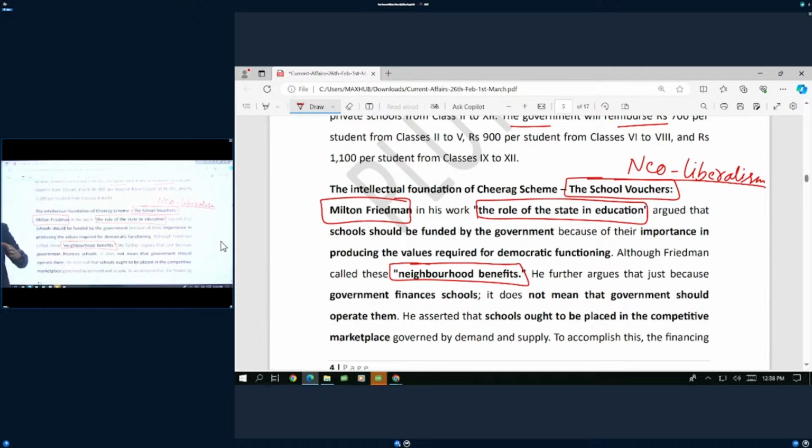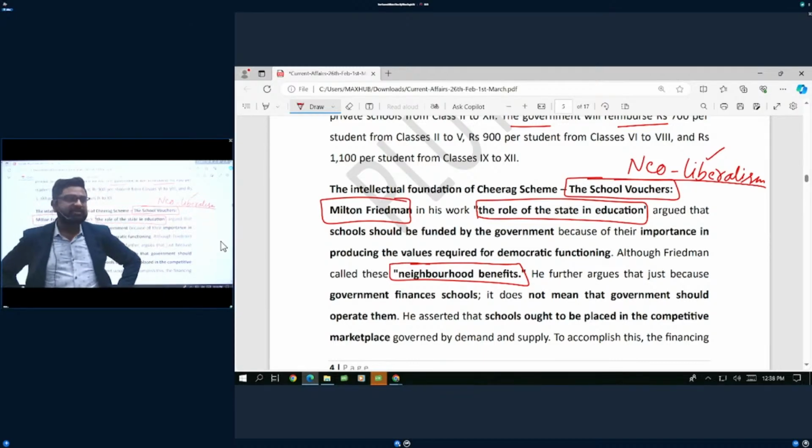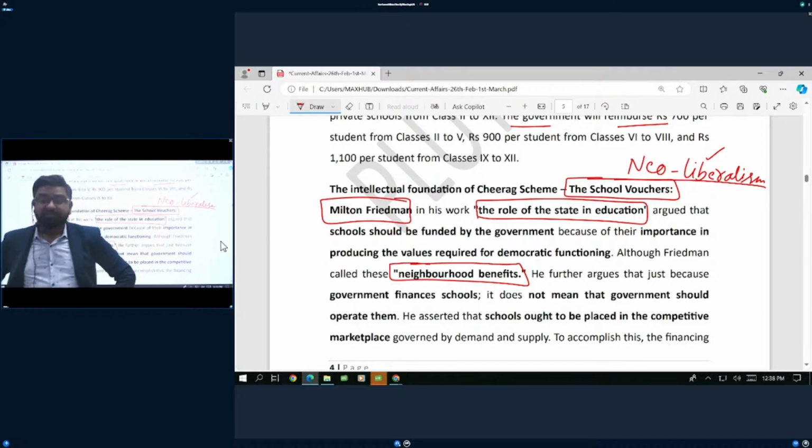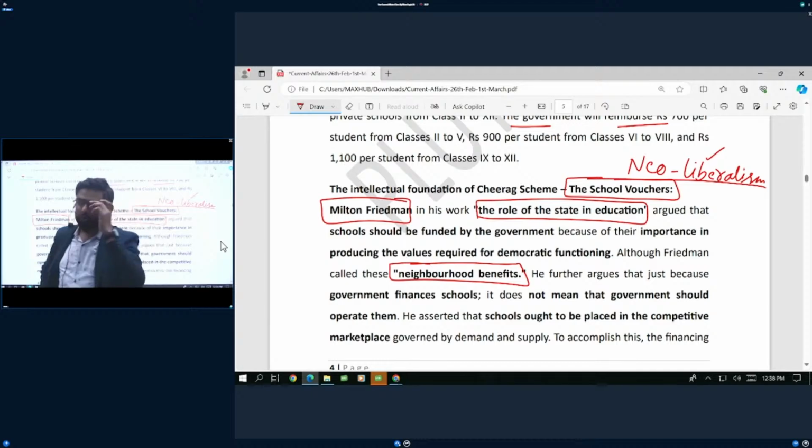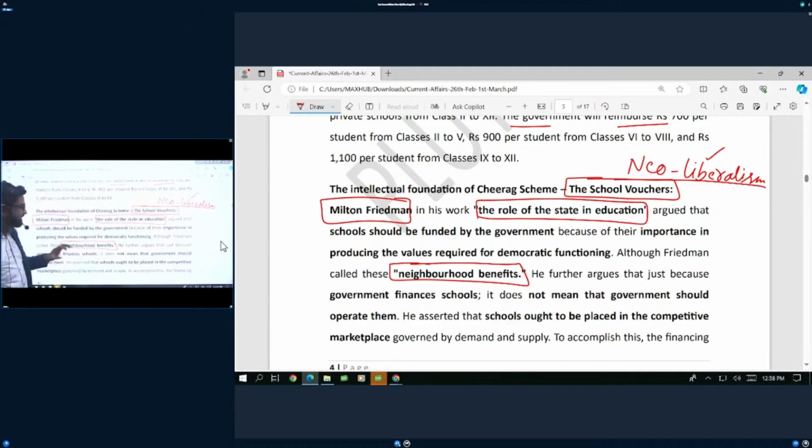So the shift, एक समझ में आया? From religion control of education to state control of education to capitalist control of education. And that is because of neoliberalism, which says that everything shall be governed by demand and supply, market forces; the state or the government should not intervene. And Milton Friedman said that schools should be funded by the government because schools are important for producing values required for democratic functioning.